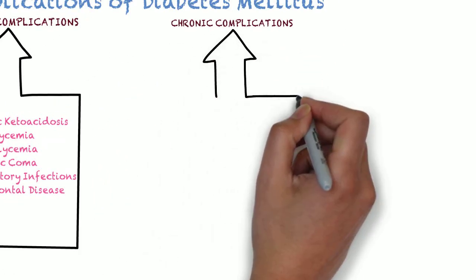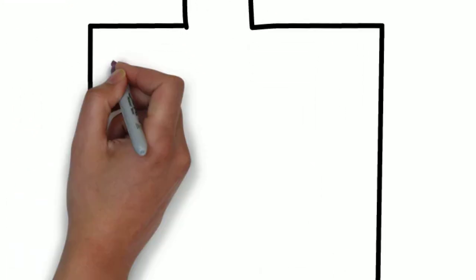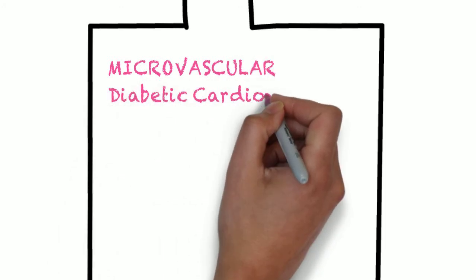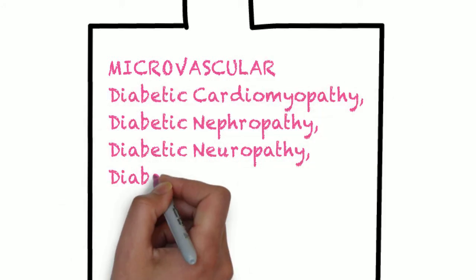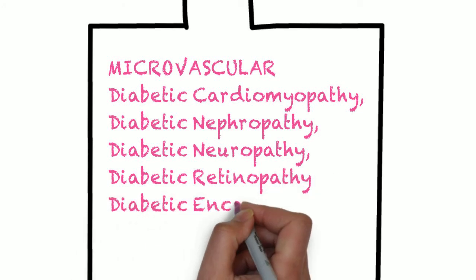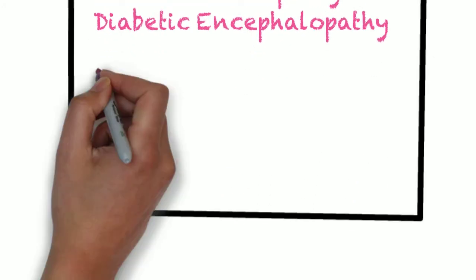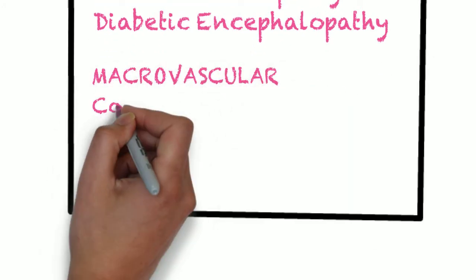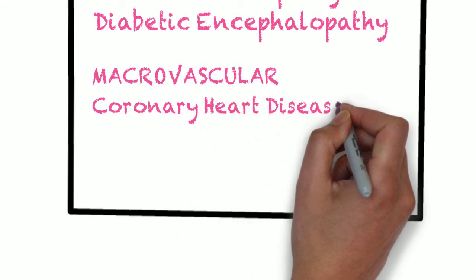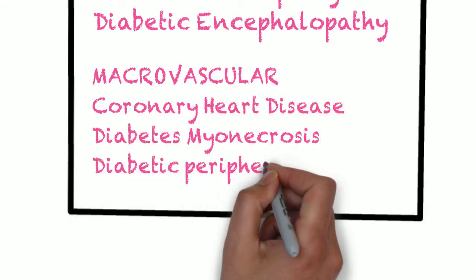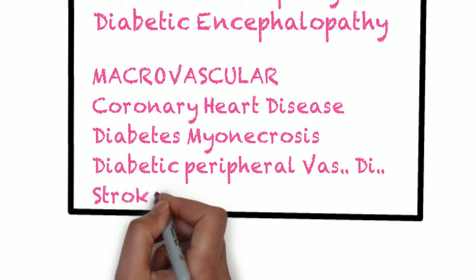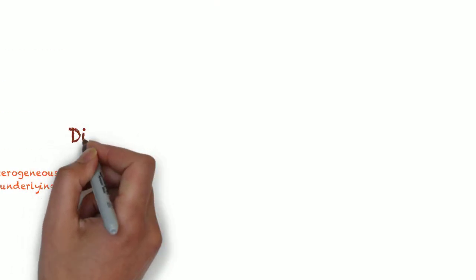The chronic complications can be further categorized into microvascular complications that include diabetic cardiomyopathy, nephropathy, neuropathy, retinopathy, and encephalopathy. Macrovascular complications that include coronary heart disease, diabetic myonecrosis or muscle wasting, diabetic peripheral vascular disease, and stroke.